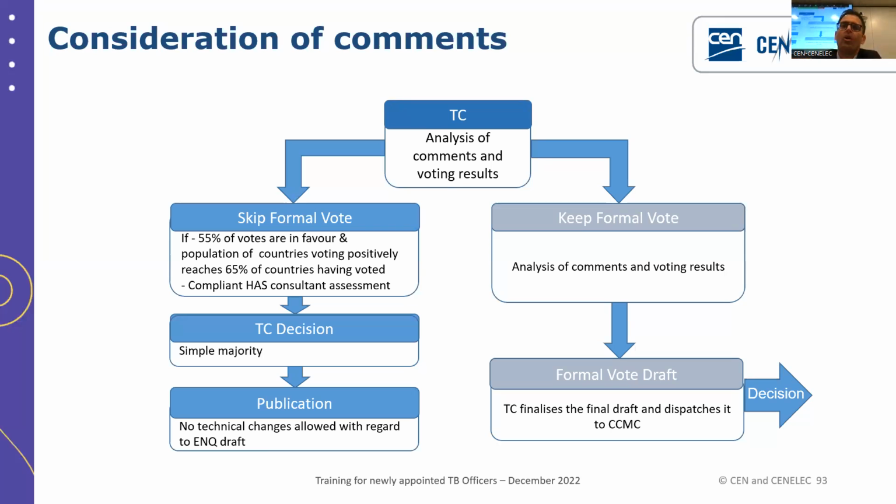So this is the right path that you can see here on the slide, and this is the most common one. On the left side, it's possible under certain conditions to skip formal vote and therefore speed up the process of publication of a standard. But for doing that, there are some criteria that you need to meet. The first one is that the inquiry vote must be positive, logical, of course. The second one is that the TC will have to take a decision to skip the formal vote, and this is a simple majority decision.